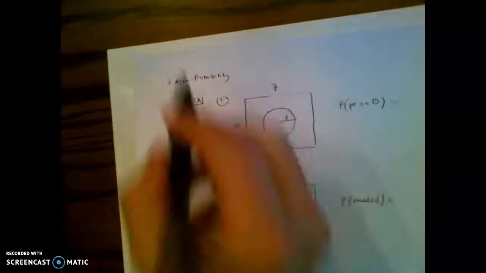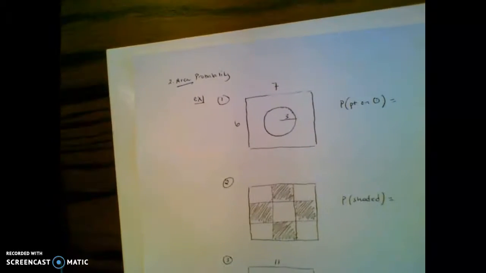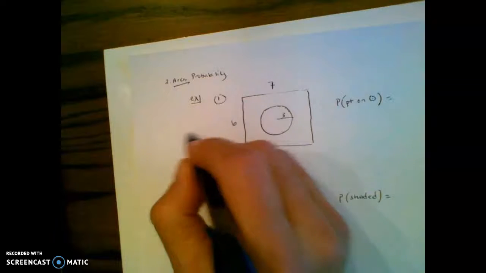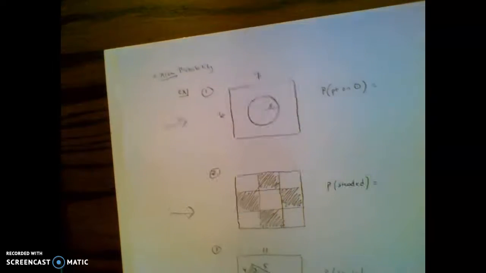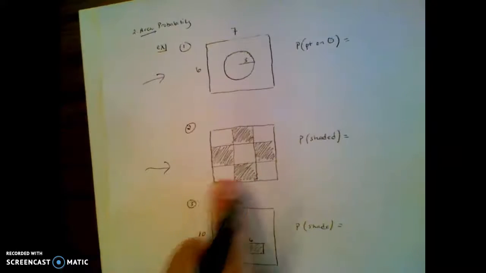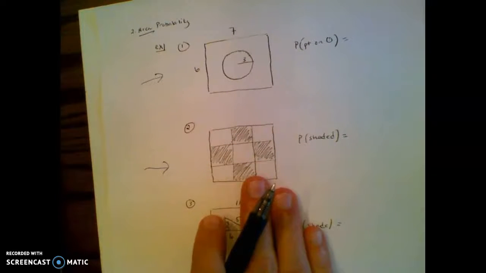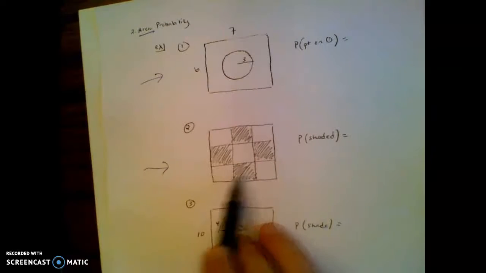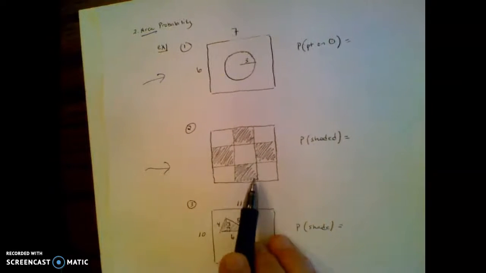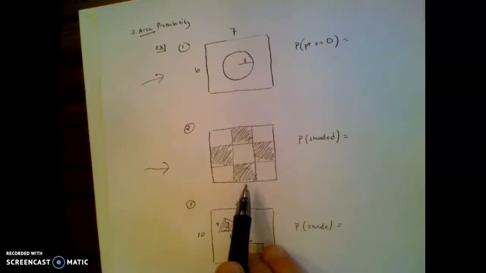So that's using length. Another way you can view probability geometrically is using area. There are two types of area problems. This is the first type here, and this is the second type here. We'll look at the second type first. In the second type, notice there's no numbers. All I have are equal pieces, so these are all equal squares, basically. When that happens, all you have to do is just count up the number of successful.